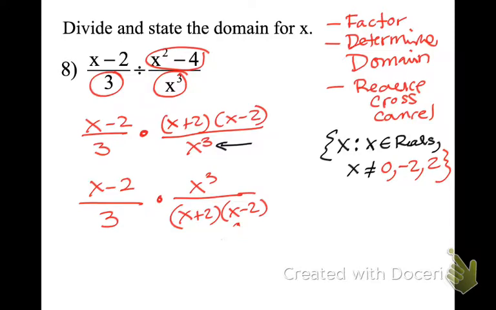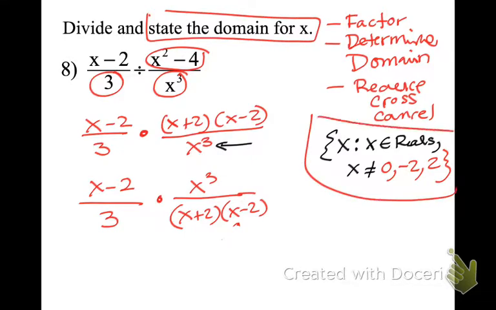Now, it says divide and state the domain. We've stated the domain. It's right here. Okay? Now it's time to divide it or cross-cancel. I can get rid of this, and I'm left with x cubed over 3 times x plus 2.